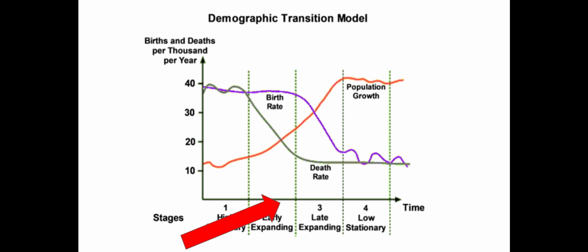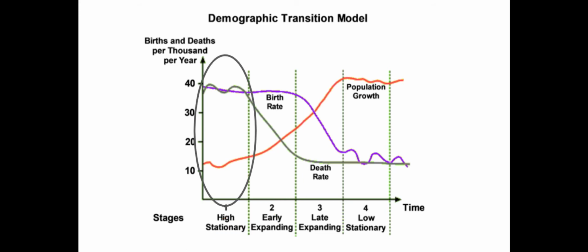In the high stationary period, countries are at the lowest level of development. They have a high birth rate and a high death rate. The population is low. In the United States and Western Europe, we would say that we were at this stage prior to the late 19th century.